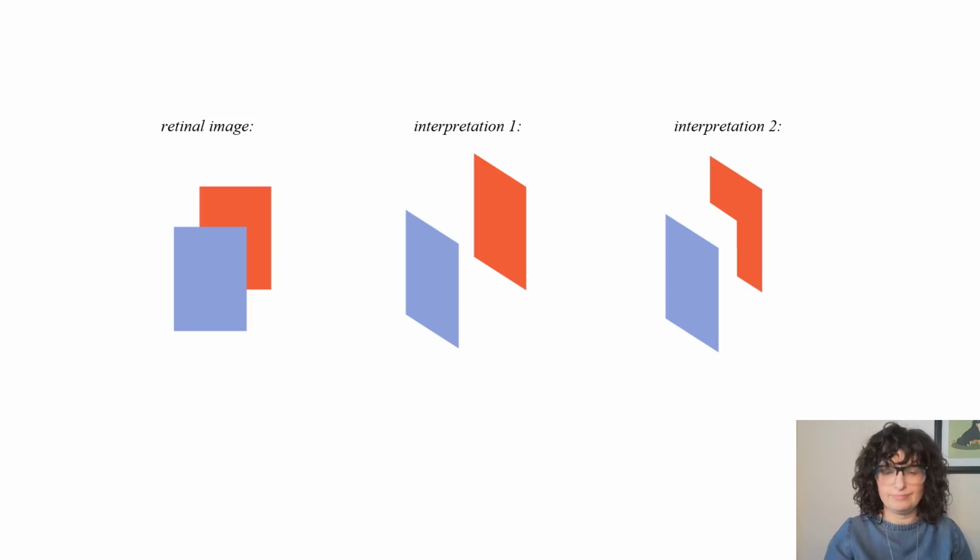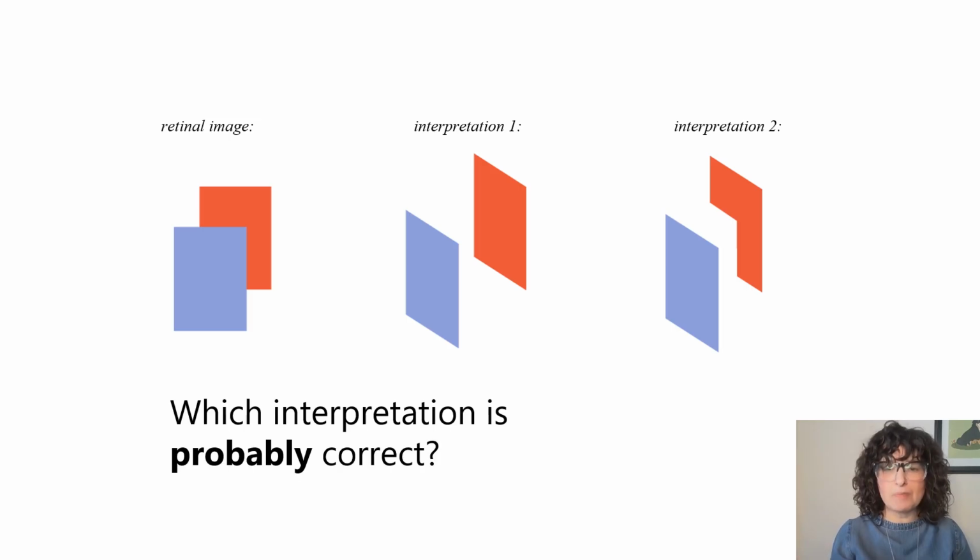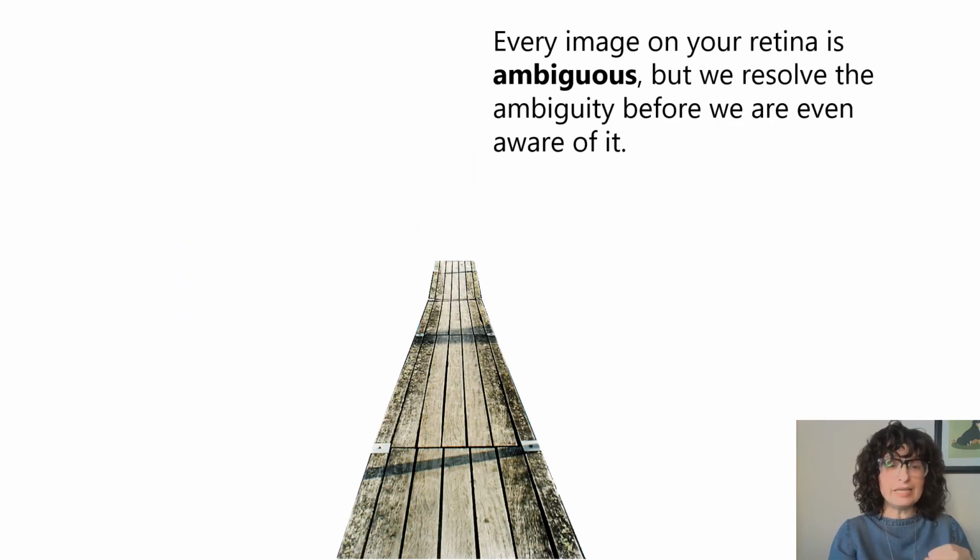Now, which interpretation is probably correct? We go with the one that's the most likely, which is interpretation one. Interpretation two is just very unlikely. It's just not consistent with our experiences of the world. Likelihoods help us solve ambiguities. But here's the thing. Literally every image on our retina is ambiguous. That is, it is literally open to more than one interpretation. But we resolve that ambiguity before we are even aware of it.